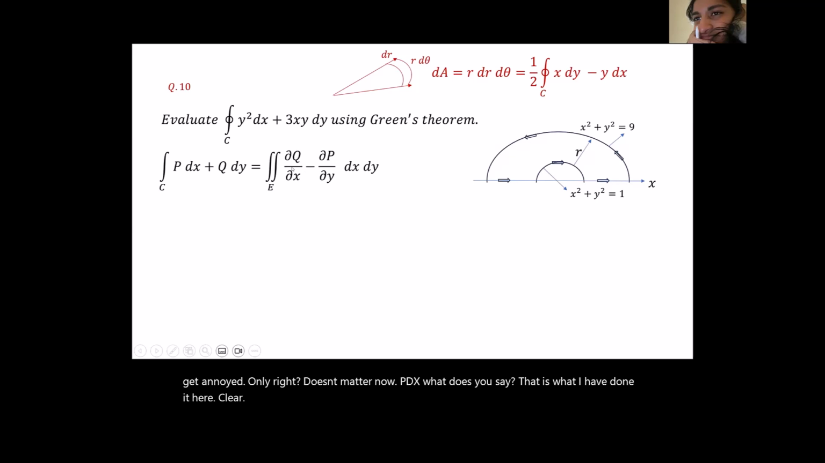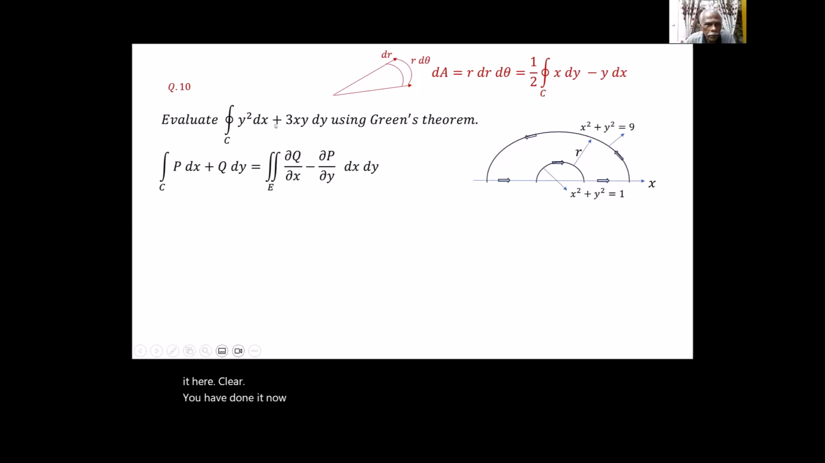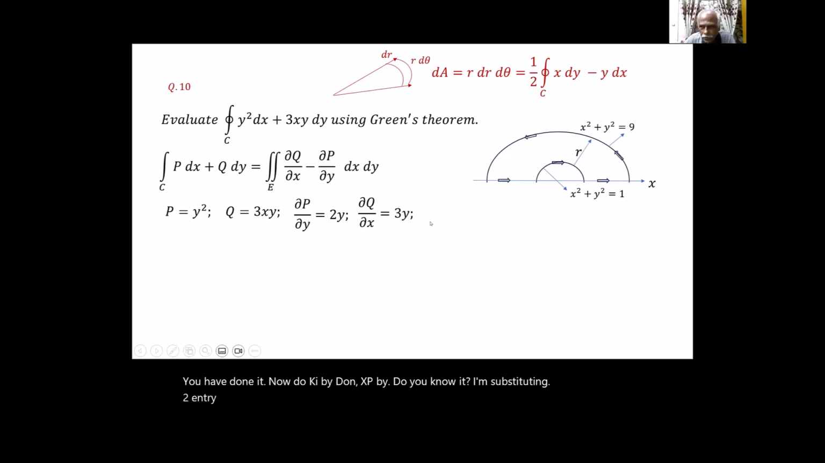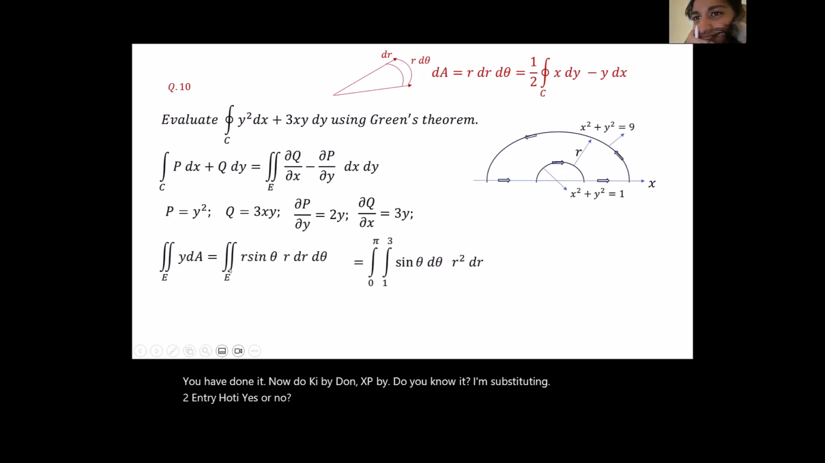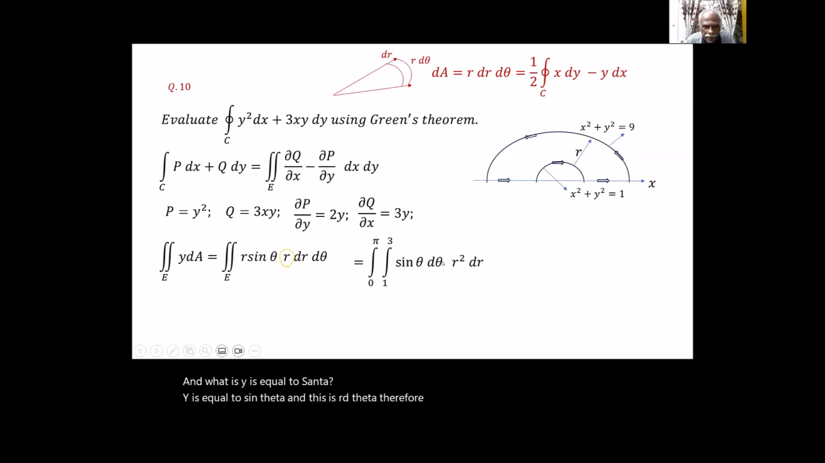You have done it. Now, ∂Q/∂x minus ∂P/∂y, you know it. I'm substituting 2y and 3y. Now I am putting it, it becomes y dA. What is dA? dA is nothing but dx dy. And what is y? y is equal to r sin theta, and dA is r dr d theta. Therefore, this is the integral of sin theta d theta times r squared dr. Separate integrals, very easy to do.